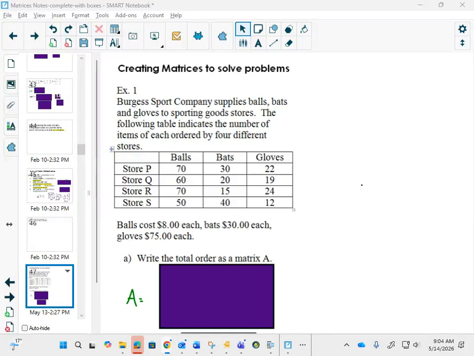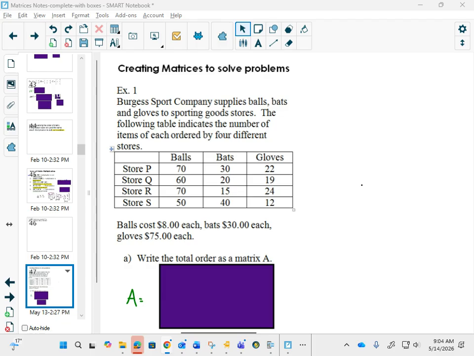So again, anytime you have data in a chart, you could put those numbers into a box and make a matrix. So what we're going to do is create matrices with our data, and see how matrix multiplication actually allows us to solve these questions.